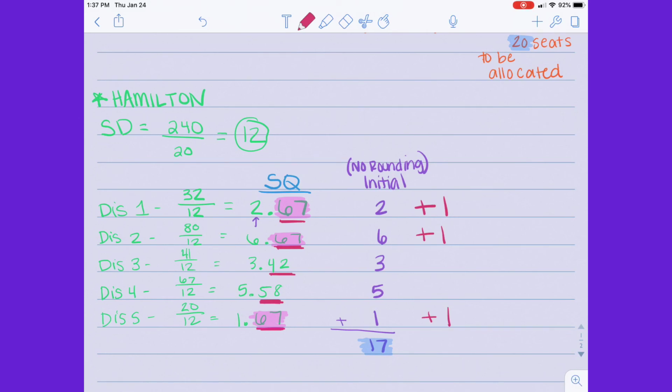Now I'm going to create my allocated seats based off of Hamilton's method, so my final numbers. District 1 will get 2 plus 1 is 3. District 2 will get 6 plus 1 is 7. District 3 will get 3. District 4 will get 5. And District 5 will get 1 plus 1, which is 2. And sure enough, when I total those values together, it equals 20, which is the value that I am looking for.